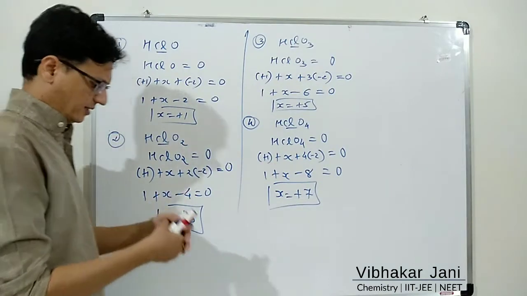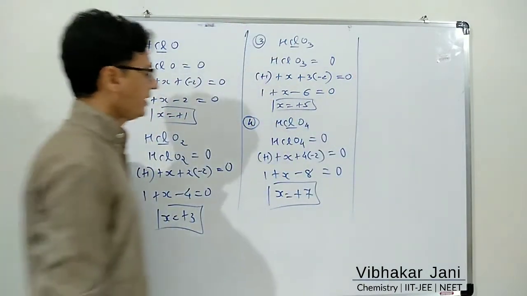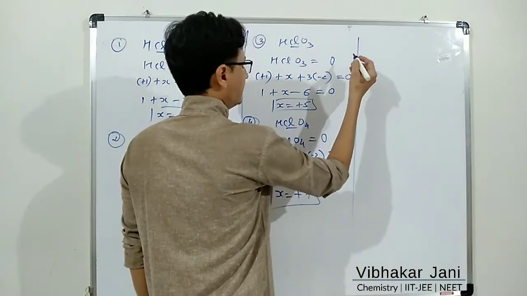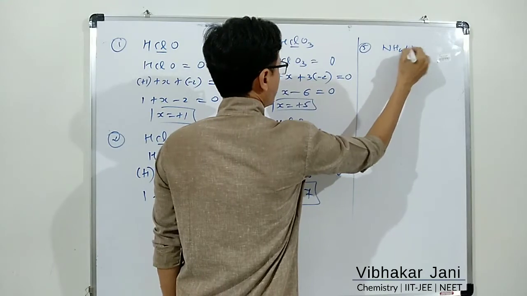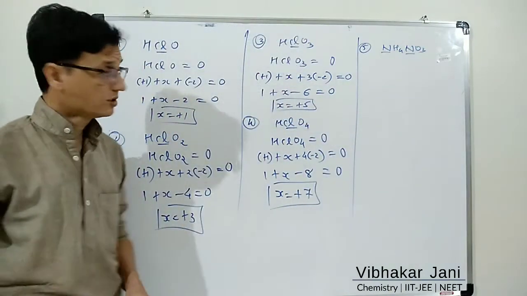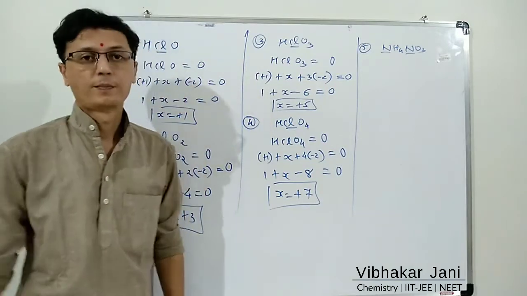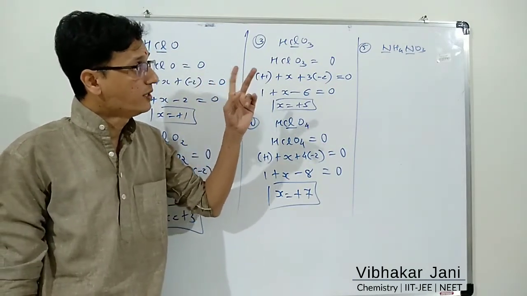Okay, let us take some more examples. Suppose I write the compound like this, NH4NO3, and we are asked to find the oxidation states of both these nitrogens in this compound. Now here we are asked to find the oxidation state of two different elements.